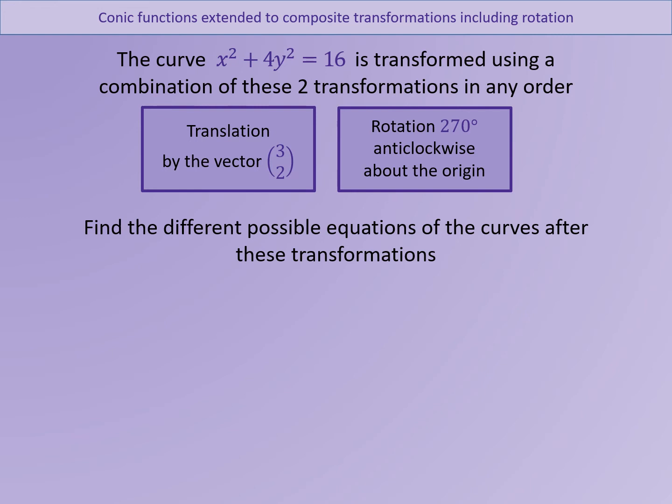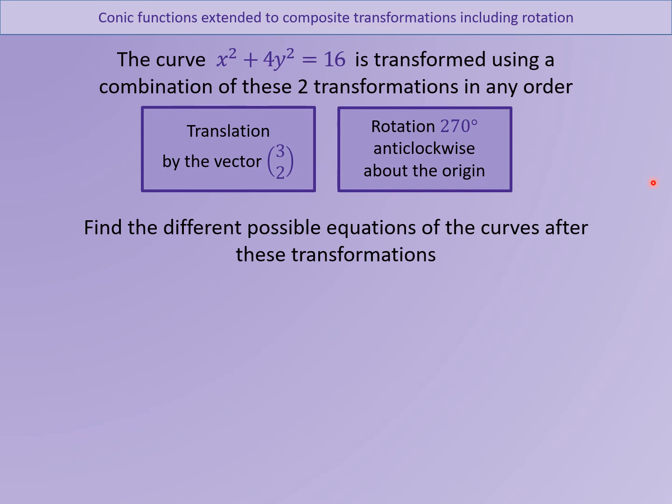So the example I'm going to ask you to have a look at is this situation where we have this curve, this ellipse, x squared plus 4y squared equals 16. I'm asking you to transform by these two transformations just here, and I would like you to think about the different equations you could have as your final answer, doing those in either order. So pause there, have a think about what those transformations do to the equation, and then think about applying them in any order you like.